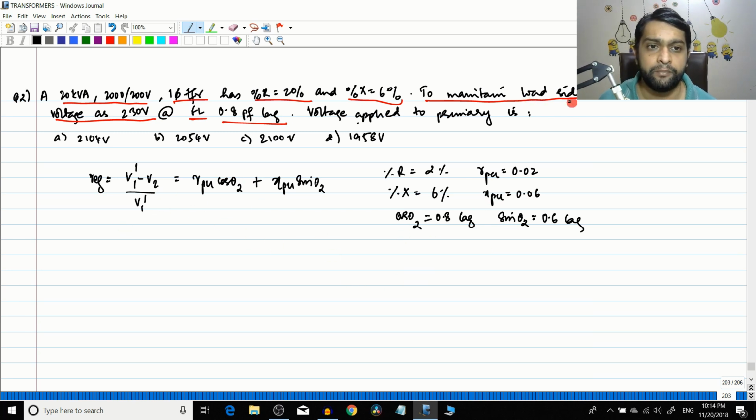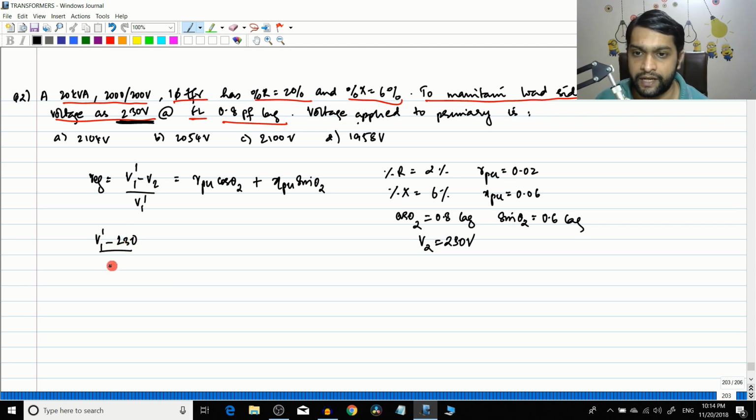Other than that, they have told that to maintain the load side voltage as 230 volts, so V2 is equal to 230 volts. You have to find out the voltage applied to the primary. Remember, you have to find the voltage applied to the primary, not V1'. So you can write (V1' minus 230) divided by V1' equals R_PU, 0.02, into 0.8, plus X_PU, 0.06, multiplied by 0.6.